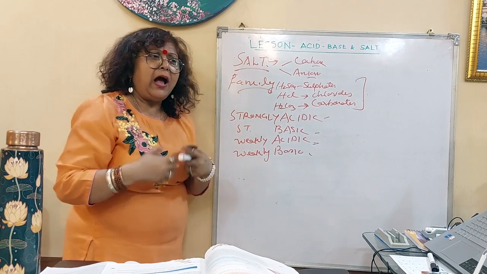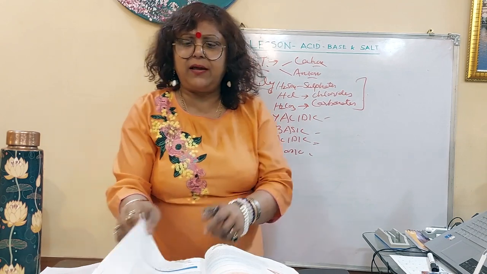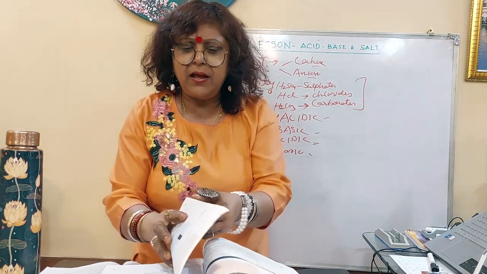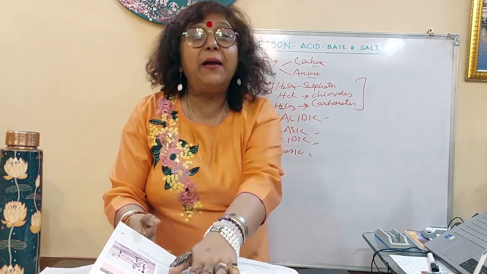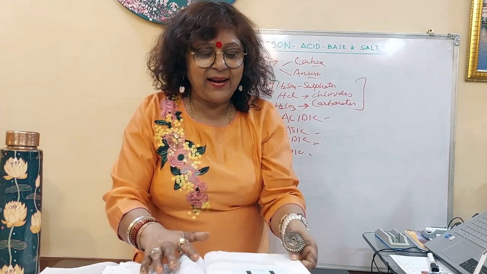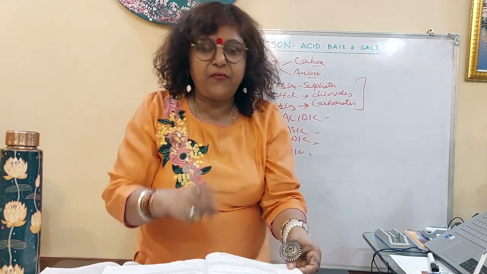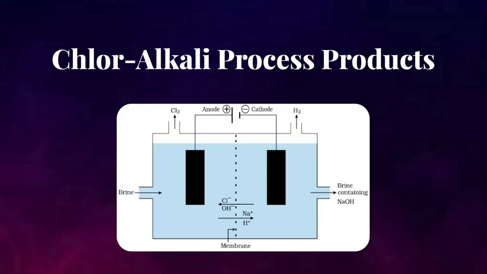Okay, now after this we come to the next important topic given in your textbook. If you can open your book, when I teach from the NCERT book, this is a Bible for you. You should keep your book in front of you to understand anything, right? There's one diagram there in your book, figure 2.8. Very important. The important products of one very important process, where the common salt NaCl is used.